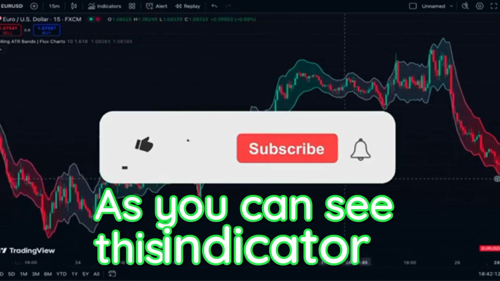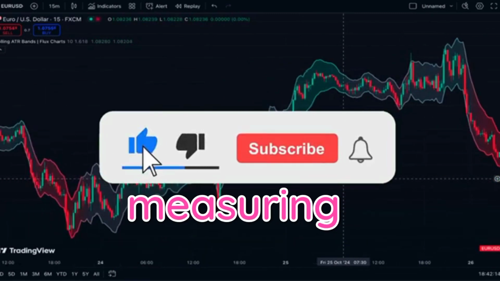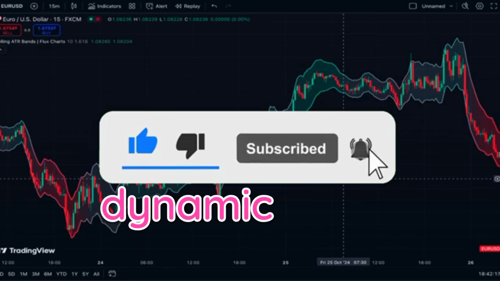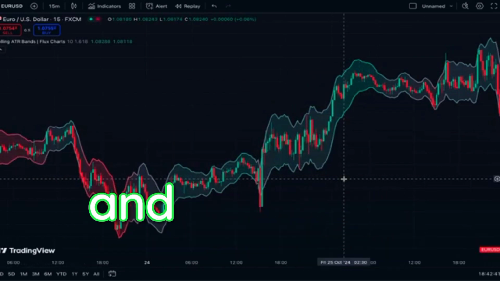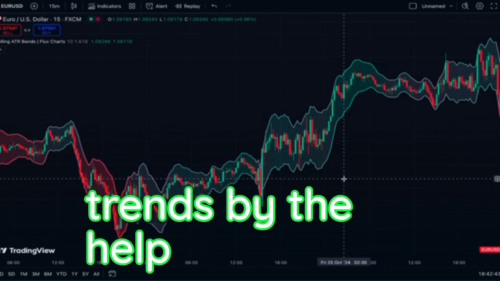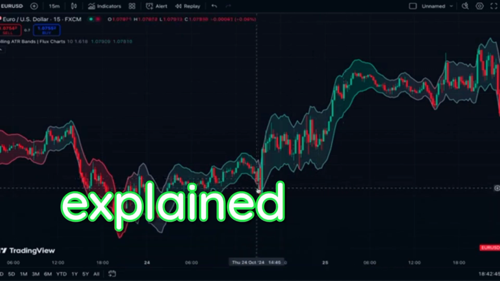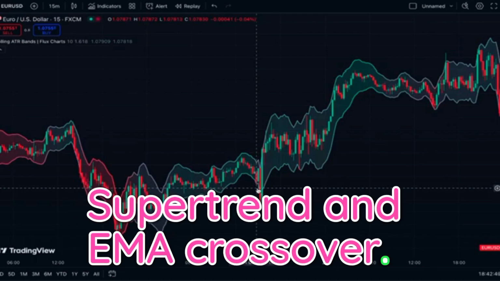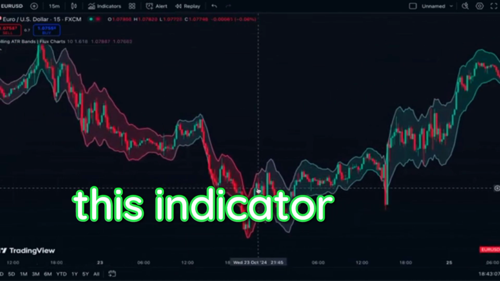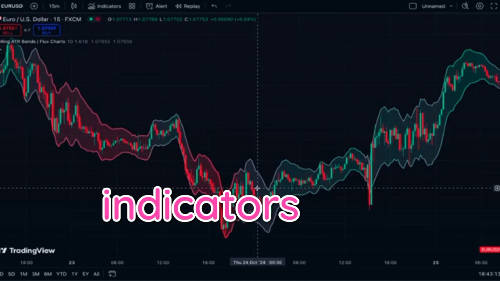As you can see, this indicator, besides helping you with measuring volatility by giving you a dynamic band based on ATR, also helps you with identifying trends and measuring the strength of trends by the help of the color of the bands, which, as I explained earlier, is based on RSI, SuperTrend, and EMA crossover. You can effectively use this indicator with other TradingView indicators' buy-sell signals.